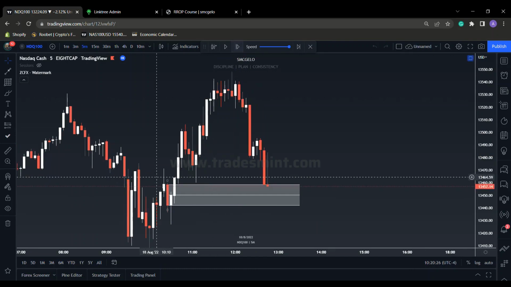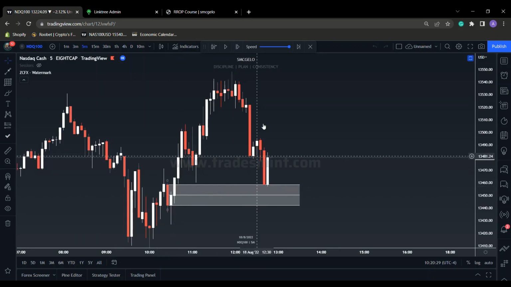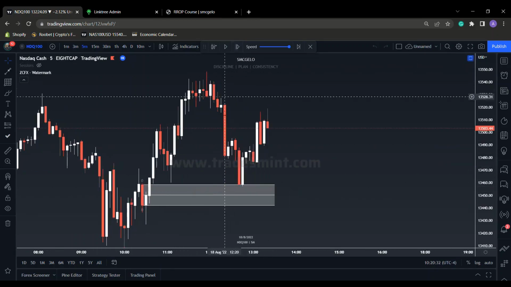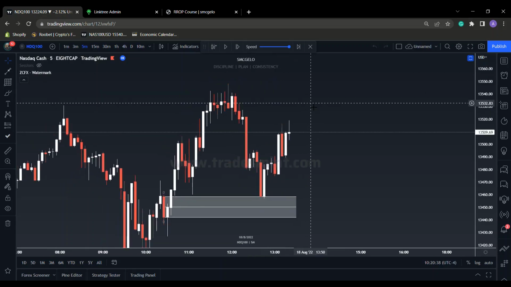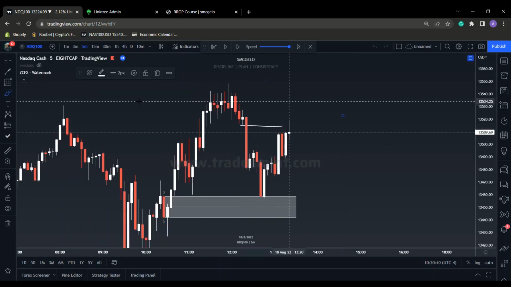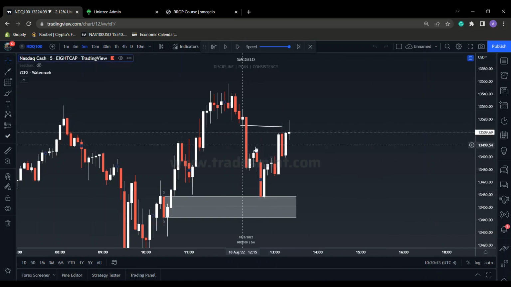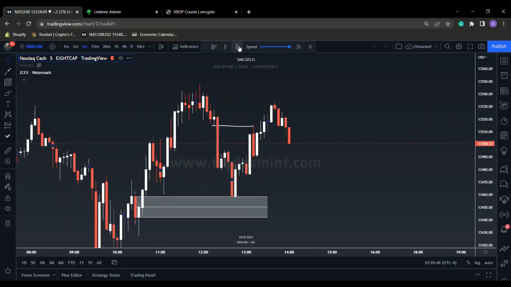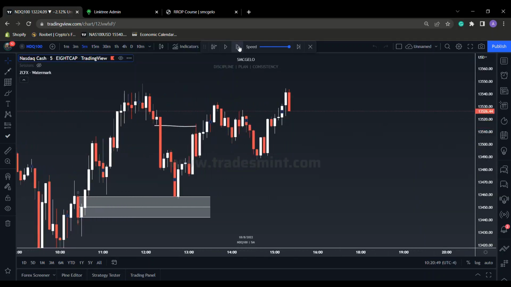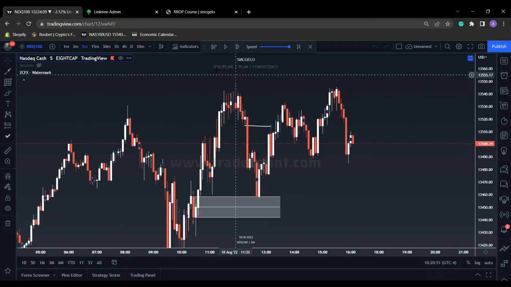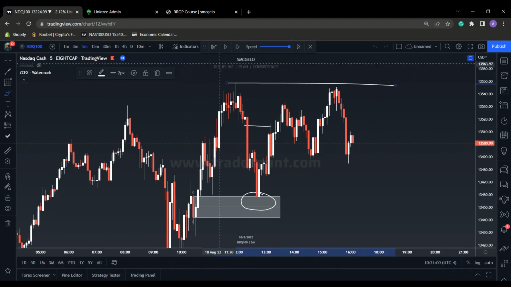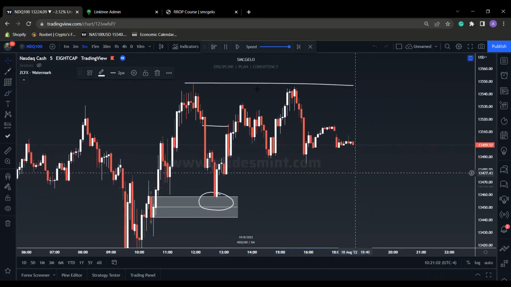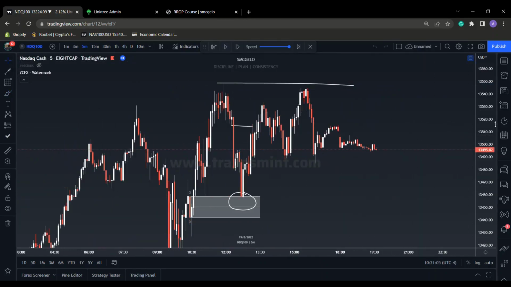So price comes down, you know, taps into our imbalance. Price taps into our demand zone. Price immediately rallies up, fulfilling this imbalance, so making this price efficient, this candle efficient, to then take our profits. So once again, entry with major confluences, take profit at the high, and that's really it. That's imbalance.